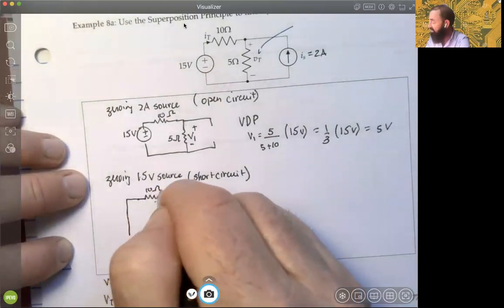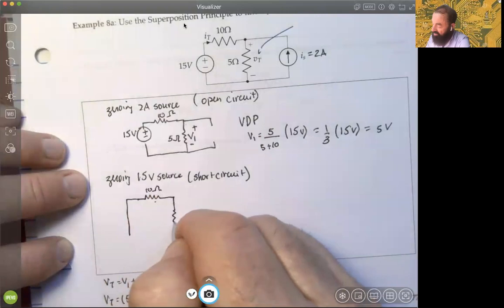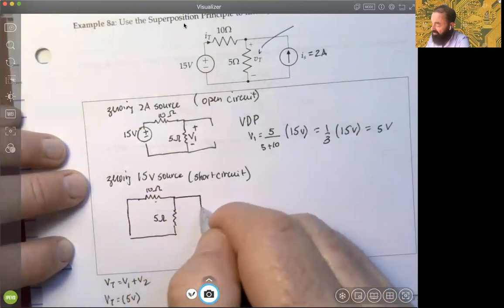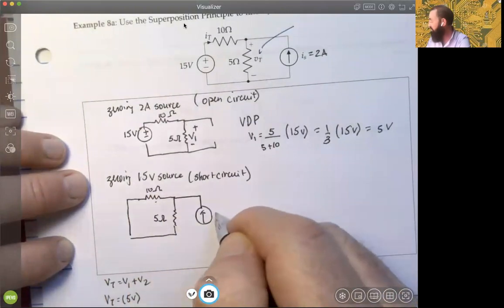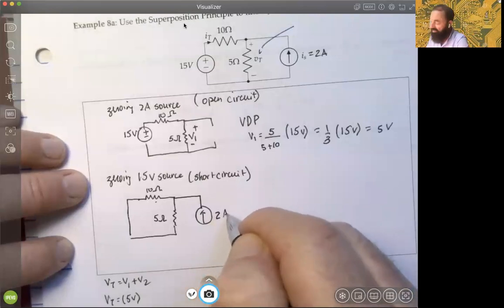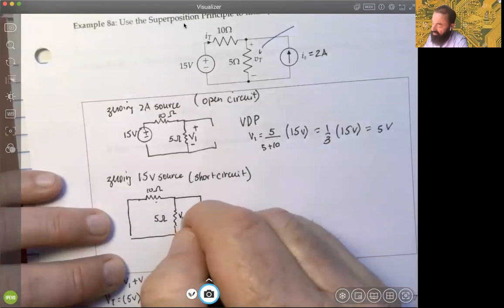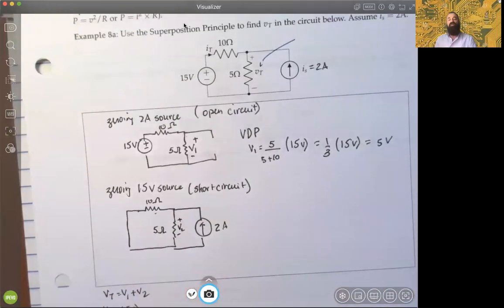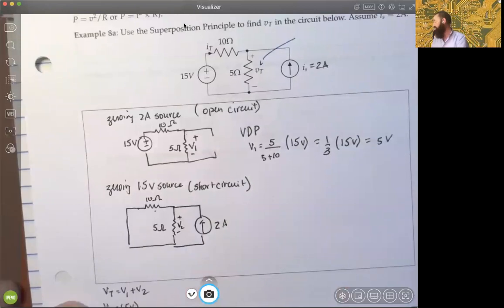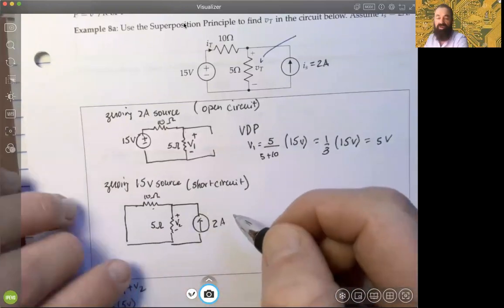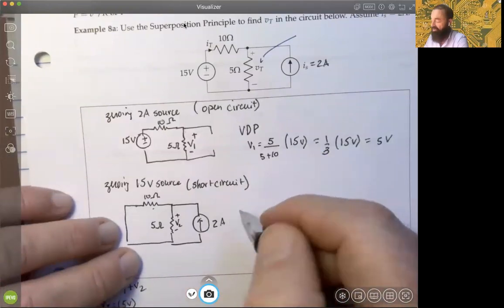Here's the 10 ohm resistance. Here's the 5 ohm resistance. And here is the original current source, just 2 amps. And again, our goal is to determine V2, and we'll leave it in this direction, plus minus that way. So that's our goal. So what can we do here? Well, this could be reduced by an equivalent. Clearly, we could get this down to 1 resistance with that current source to help resolve what V2 is.